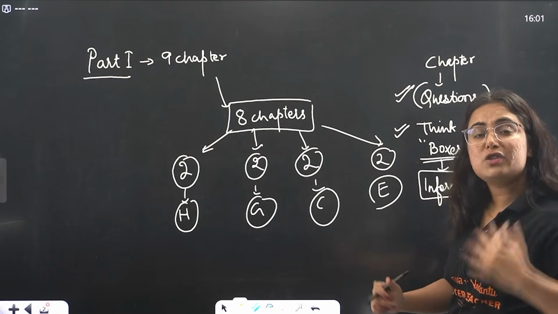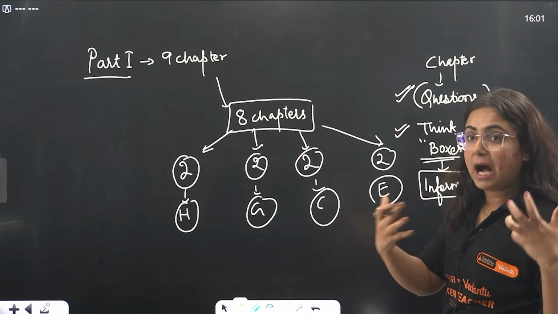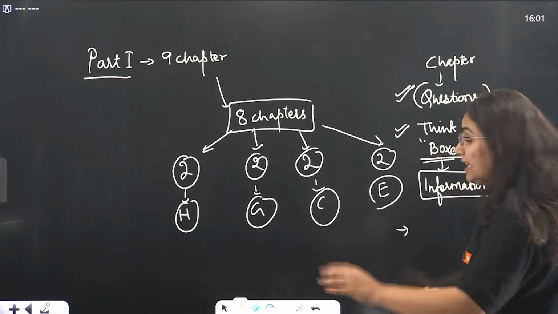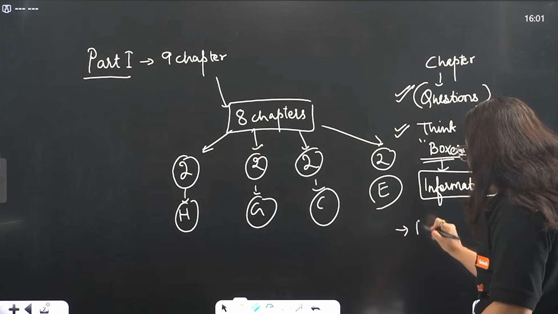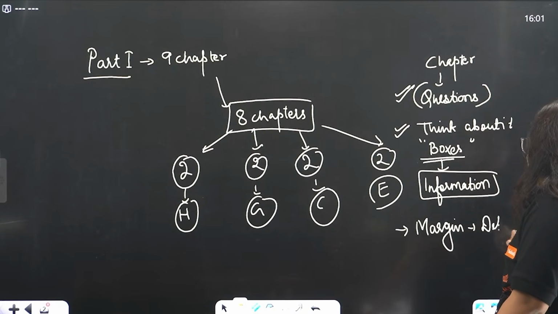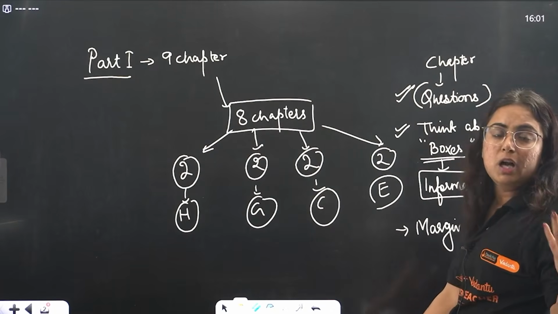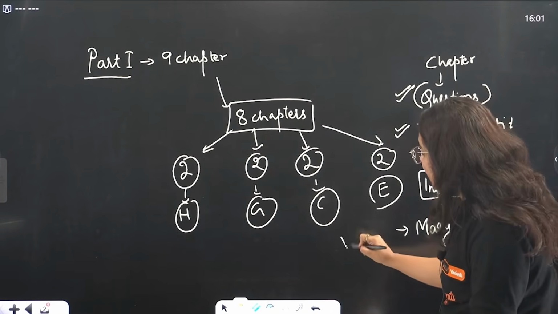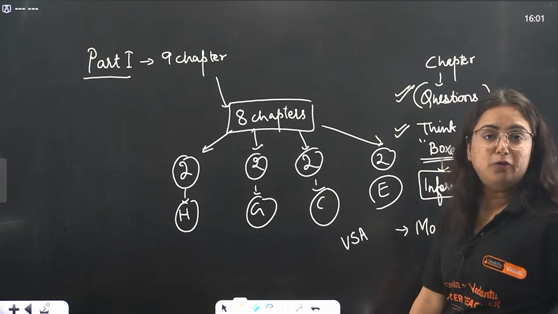The pattern of the questions being asked up till now is going to change. Next important thing, beta, on the margins, there are certain definitions written. They are not just for show in the book. Those are there because they can be asked in very short answer type questions.